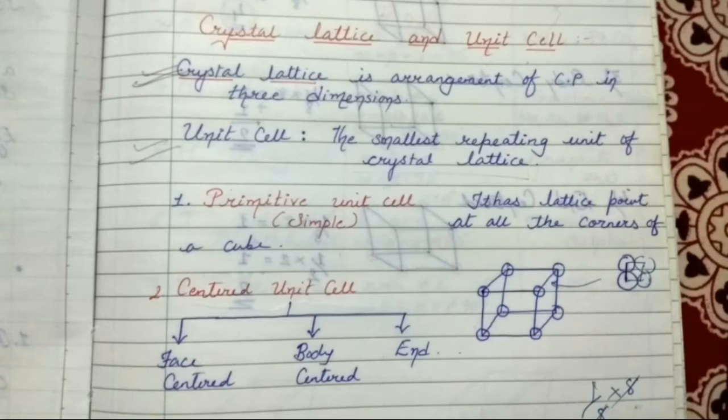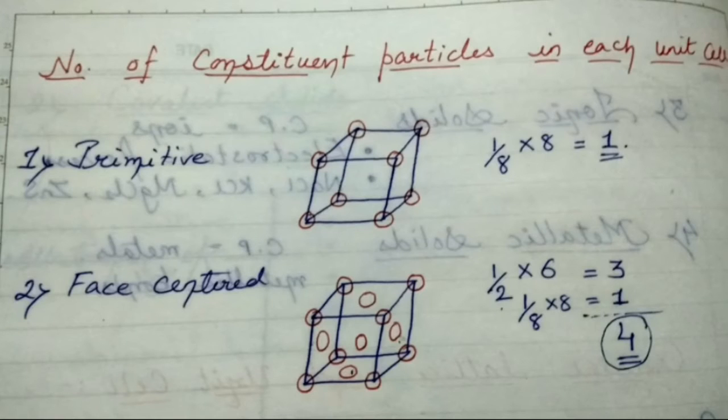Next, dear student, very important, which starts over here, is the crystal lattice and unit cell. Crystal lattice is the arrangement of the constituent particles in three dimensions: x-axis, y-axis and z-axis. Unit cell is the smaller repeating unit of the crystal. First, very important, is the primitive unit cell. It has a lattice point at each corner, as you can see in the diagram. Centered ones are face-centered, body-centered and end-centered.